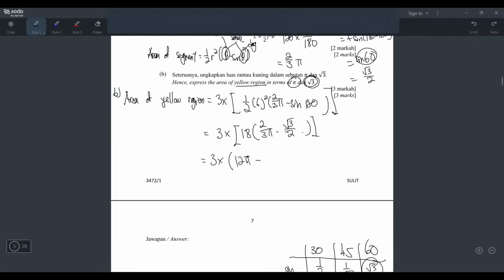Now 18 has to be multiplied with this, so you end up with square root 3 or root 3, and then 18 and 2 can cancel, right? So what is 18 divided by 2? 9. So you're just left with 9 root 3 here.